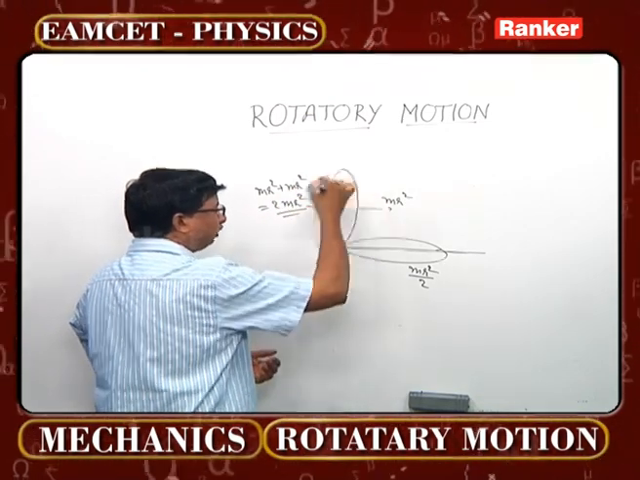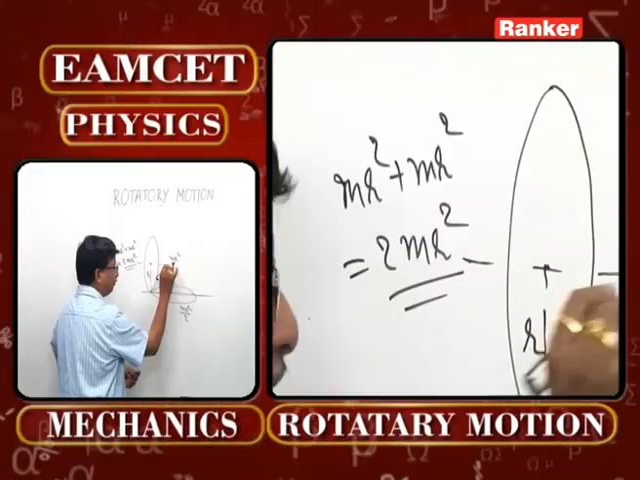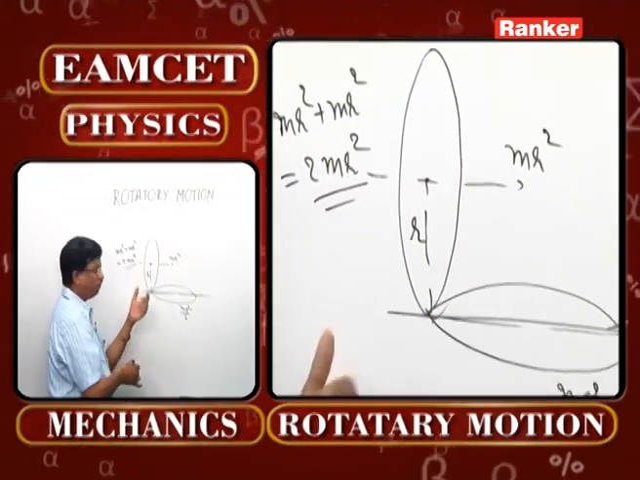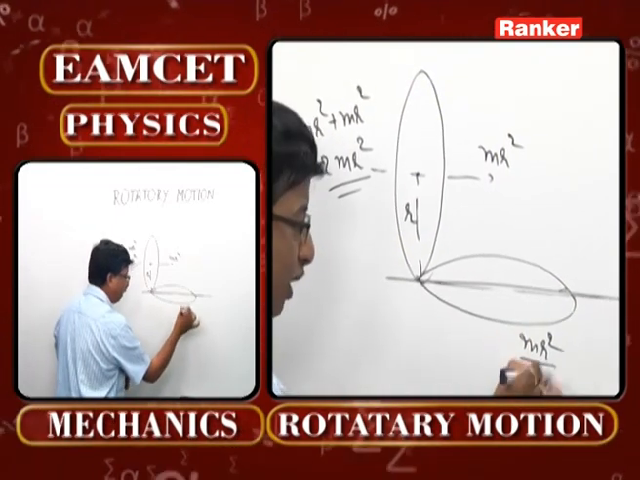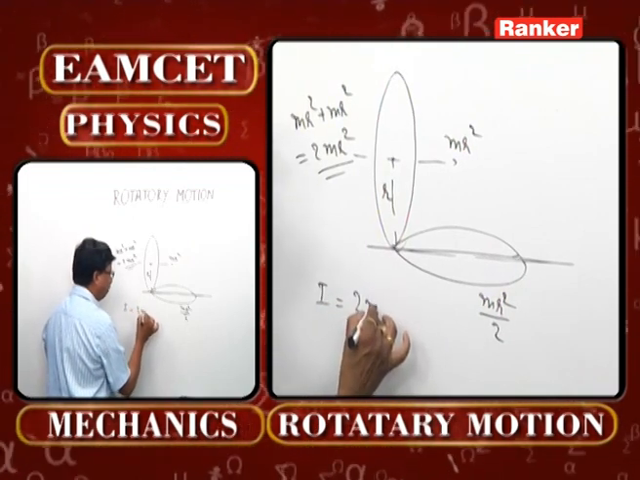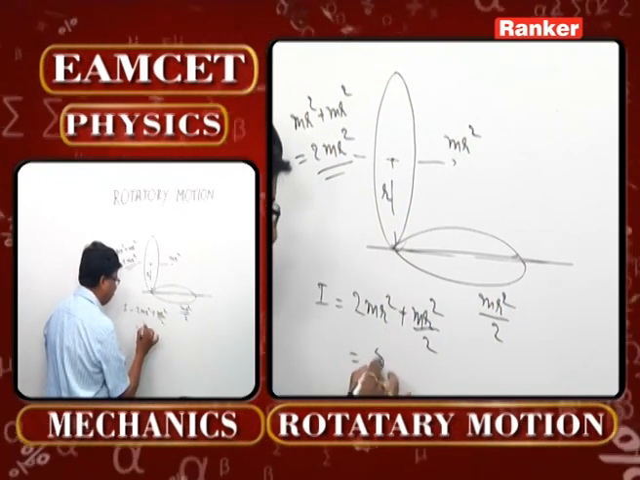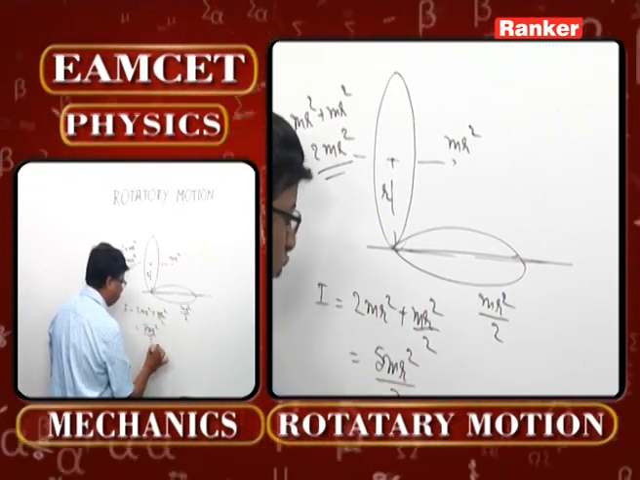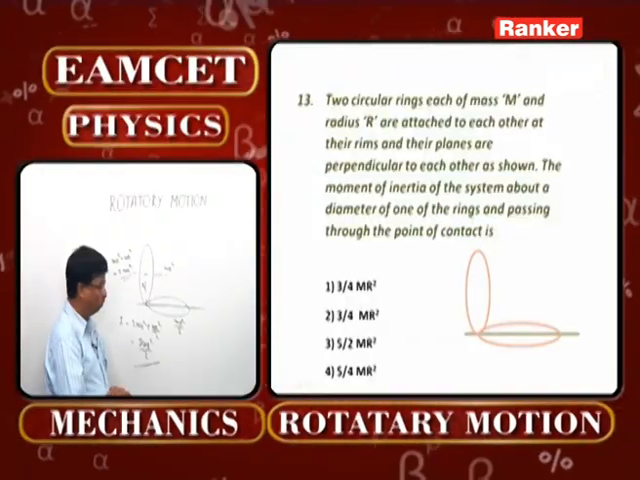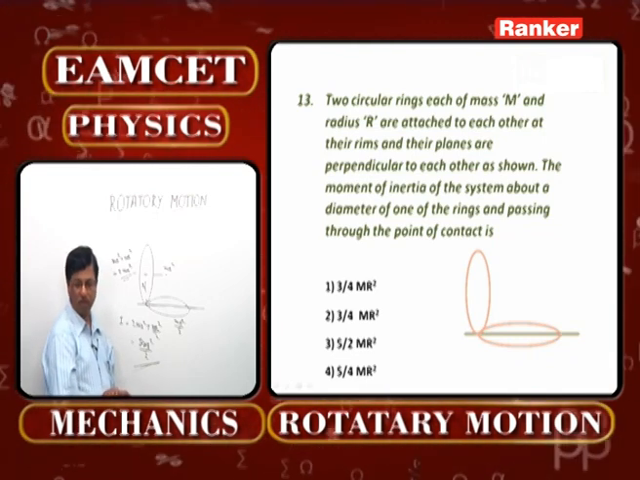That is actually the value for this one, because we just have to go for the moment of inertia along its natural axis plus mass of this ring into the perpendicular distance square between them. And what is this value? Mr square by 2. So what will be the effective moment of inertia? 2 mr square plus mr square by 2, which now becomes 5 mr square by 2. Just look at those options that have been given there. It is 5 by 2 mr square, means the third option is supposed to be the correct option for that.